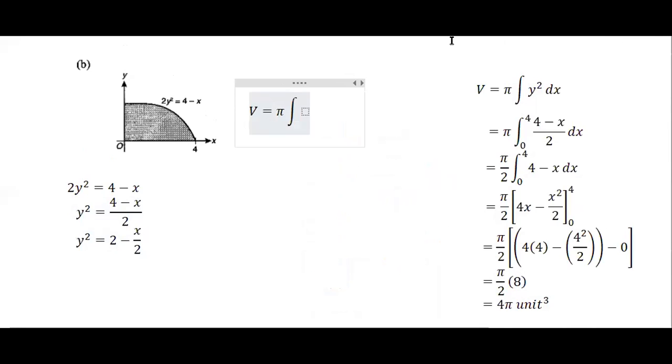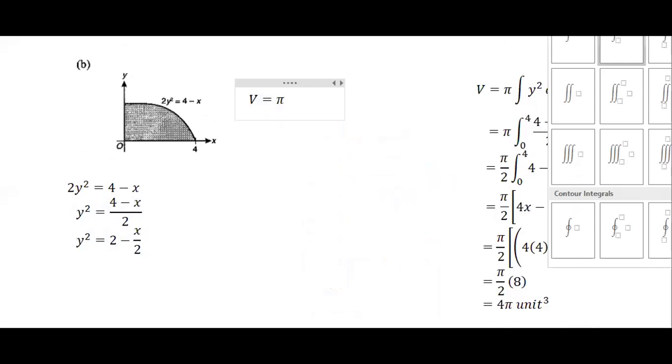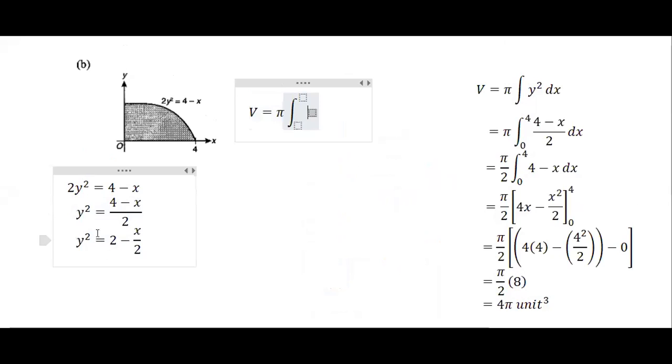Okay, so here you put y square, right? What is y square? Y square is 2 minus x per 2, with dx. And here I put 0 and 4. Okay, so this one, tell teacher, when I integrate 2, what do I get? I get 2x, correct, 2x. No x, just put 2x.